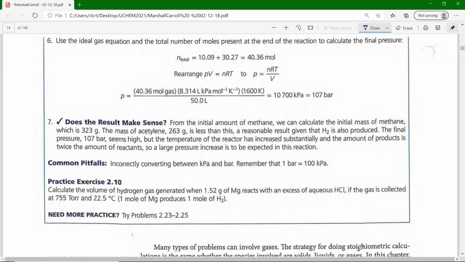Okay. Should we try practice exercise 2.10? What do you think? Sure, why not? Okay. Calculate the volume of hydrogen gas when 1.52 grams of magnesium. Well, when I see that right away, let's get the moles.